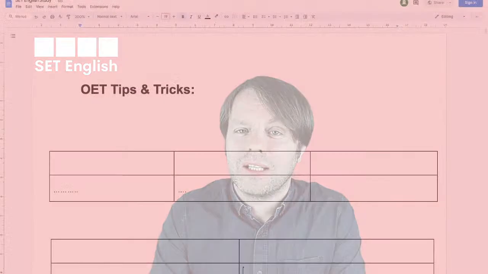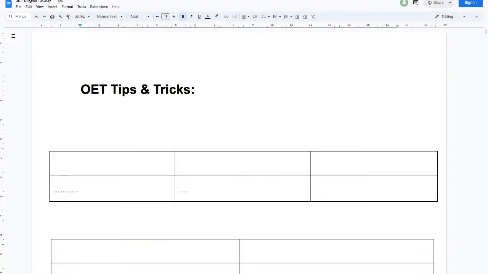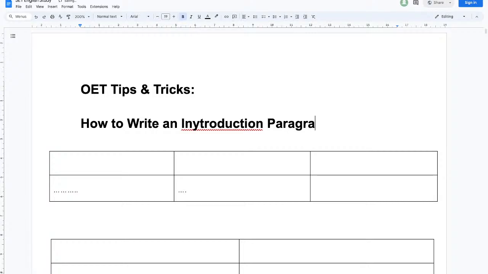I'm a specialist teacher for OET, and what I want to get into today is how to write an introduction paragraph. We're talking about OET and about the writing. So this is OET writing tips and tricks.